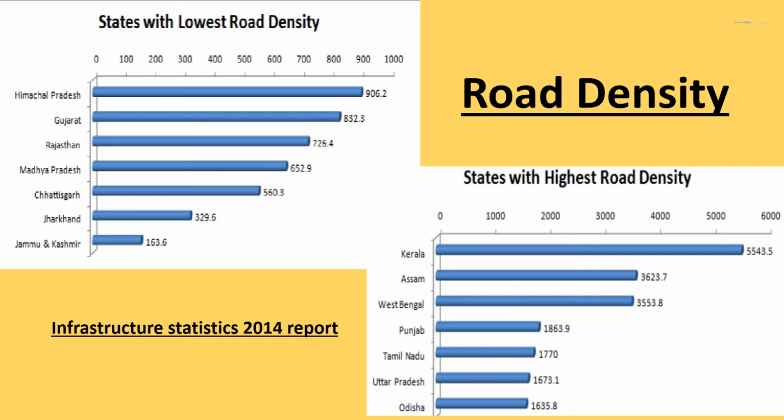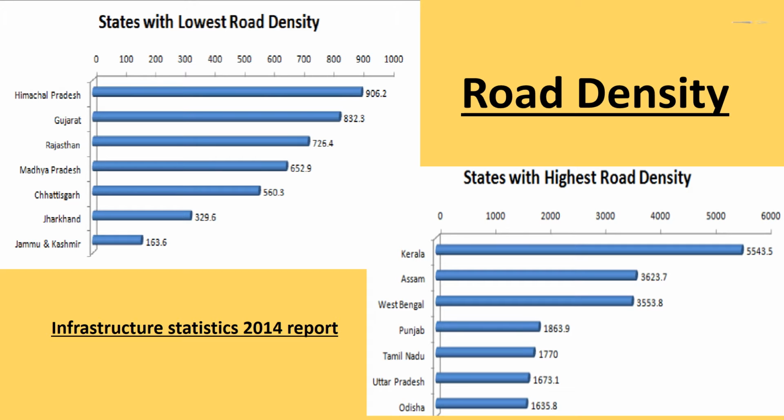The next comes road density. The length of road per 100 square meter of area is known as density of roads. Distribution of road is not uniform in the country. Children, road transport in India faces a number of problems.